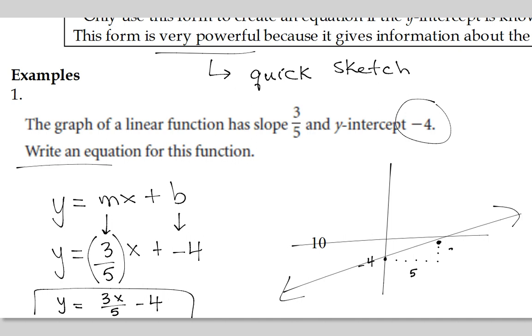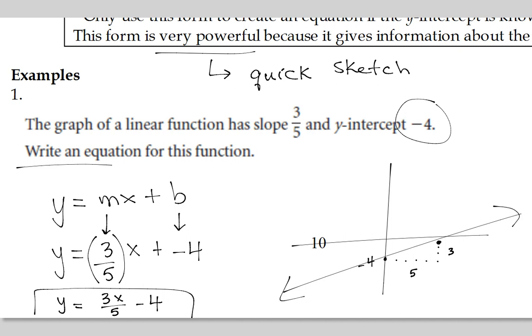5 to the right and 3 up, starting at -4. You see how quick that was? I mean, it's just a sketch. It ain't perfect. But you can see how powerful that equation can be. So any questions before we move on?